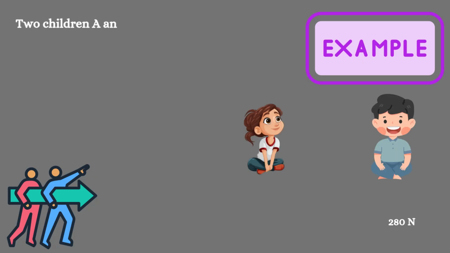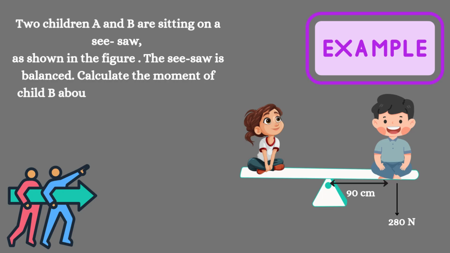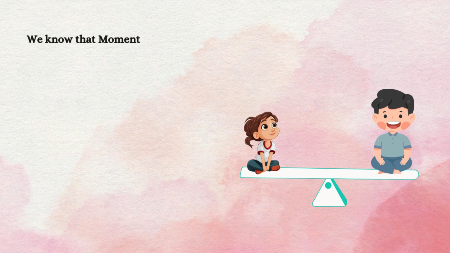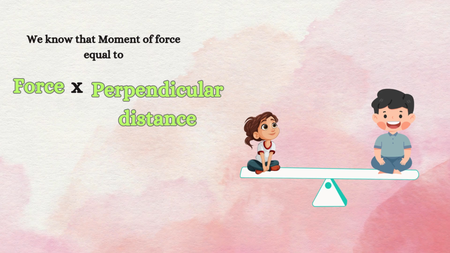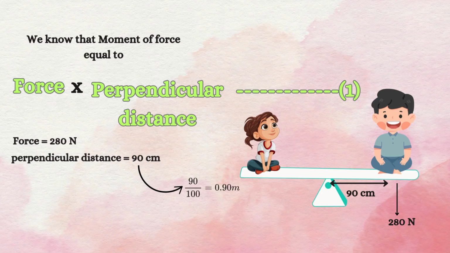Two children, A and B, are sitting on a seesaw, as shown in the figure. The seesaw is balanced. Calculate the moment of child B about the pivot of the seesaw. We know that moment of force equals force times perpendicular distance. Here, force is equal to the weight of the child, which is 280 Newton, acting down. The perpendicular distance from the pivot is 90 centimeter. We have to convert centimeter into meter. So 90 divided by 100 meter.